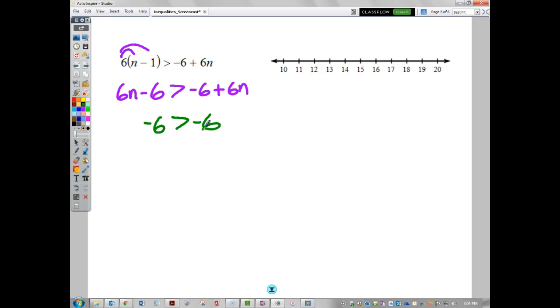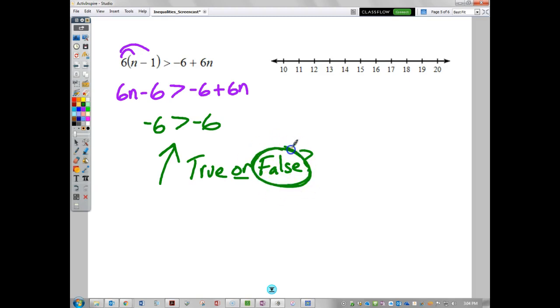Now, when that happens, you have one of two answers, either all real numbers or no solution. And you determine it based on whether this statement you're left with is true or false. So is negative 6 greater than negative 6? No, it's not. They're equal, so that's false. So that means there's no solution to this one, and your graph will just remain blank because nothing should be highlighted. Nothing will make this true.